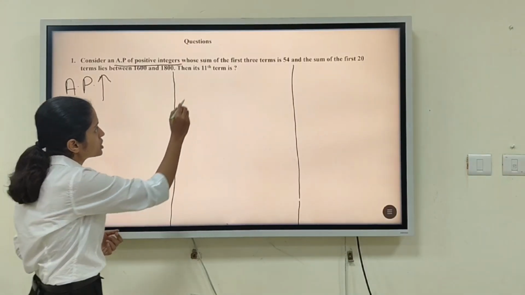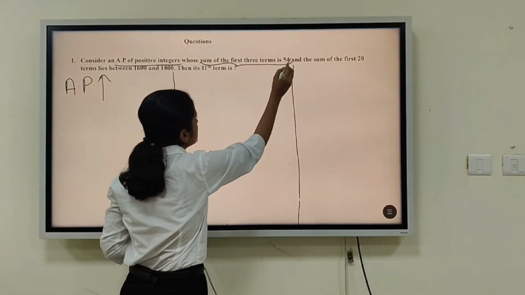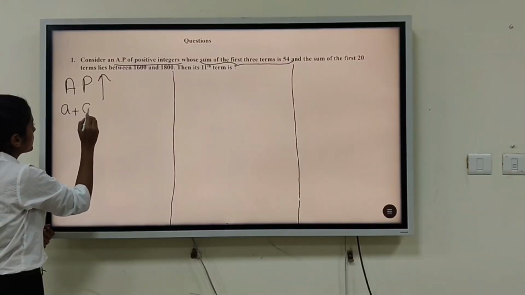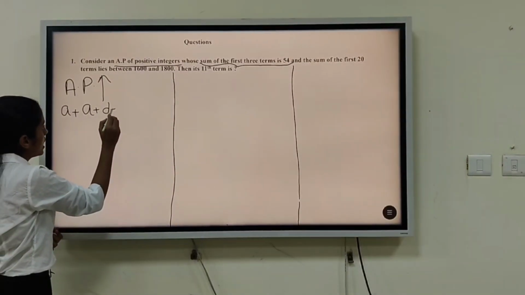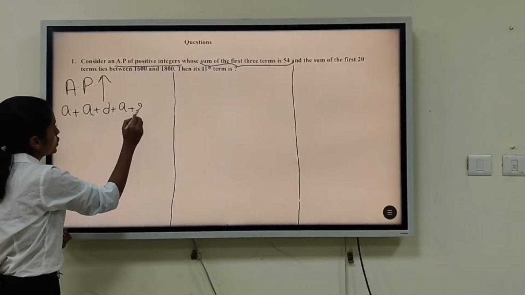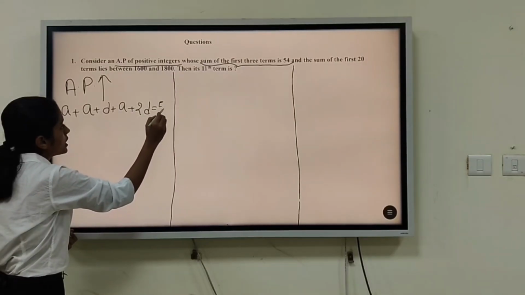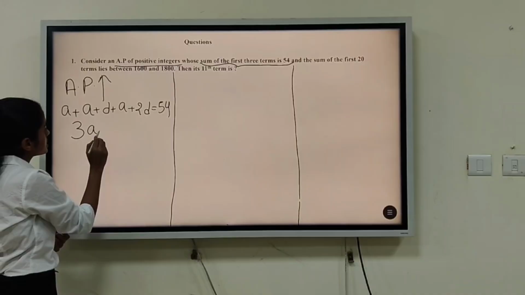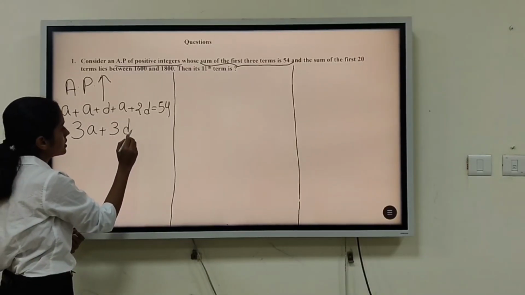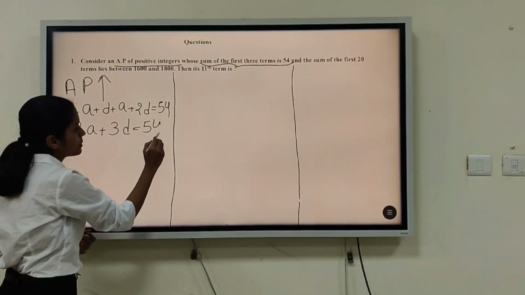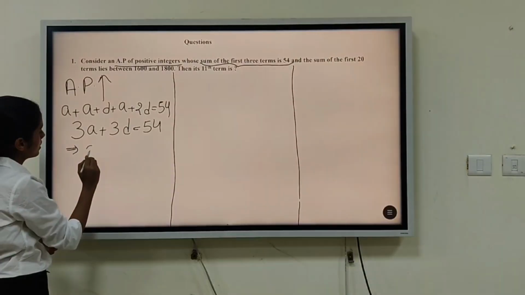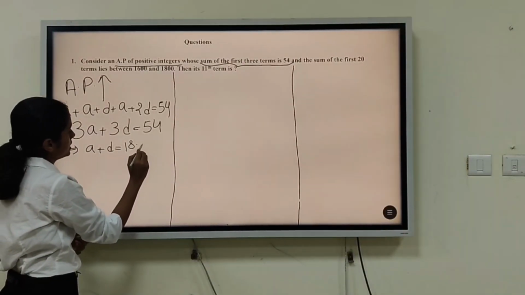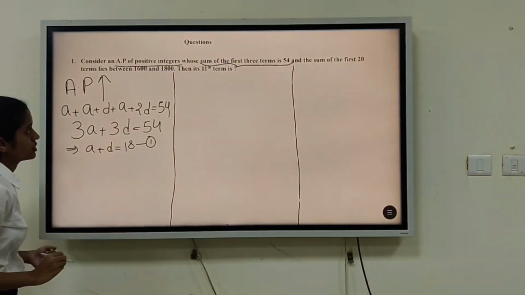Now the second information is the sum of the first three terms is 54. We will take the first three terms as a, a plus d and a plus 2d, and it will equal 54. After simplifying it, we get 3a plus 3d is equal to 54, and it implies a plus d is equal to 18. This is our first equation.